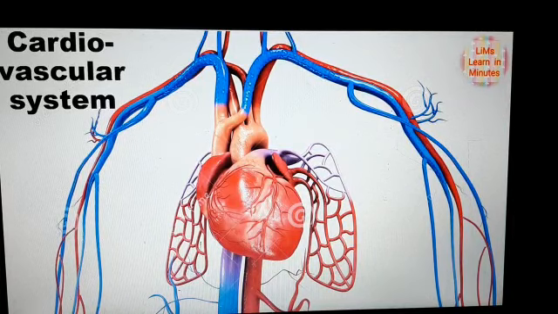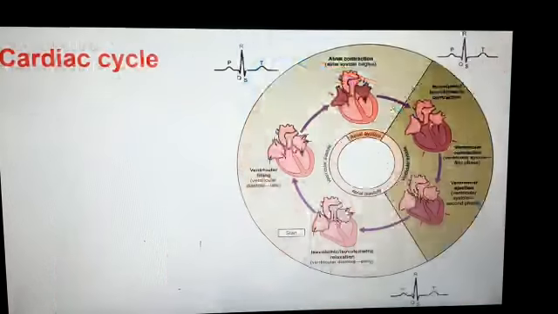Today we are going to see the second part of the cardiovascular system. In the first part we have seen the introduction of the circulatory system. In that we have seen the heart, the diagram of the heart, the layers of the heart and blood vessels of the heart, blood supply to the heart and nerve supply to the heart also. So let's start part 2.